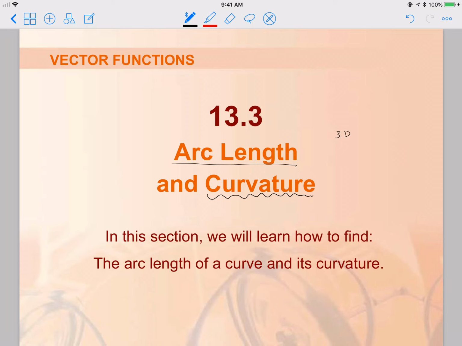Now, curvature is very similar to how it sounds. It gives you an idea of how fast your curve is changing. So, curvature involves derivatives, of course, and arc length also involves derivatives.